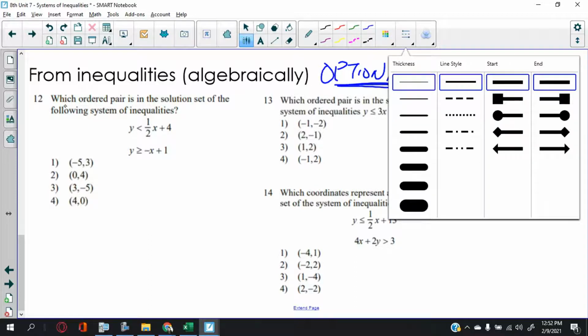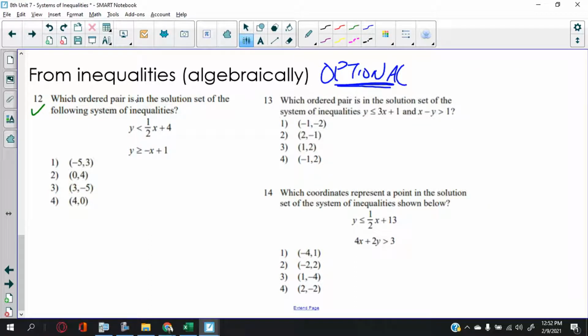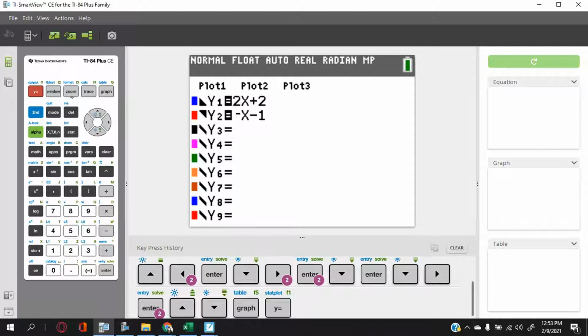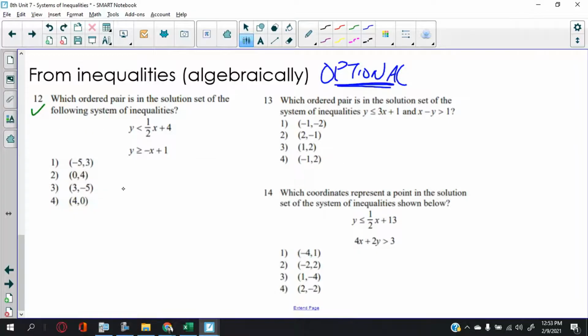Number 12: which ordered pair is in the solution set of the following system? Again, we'll test them all. If you're taking the regions, I think you should really go with the graphing calculator and do that, because testing it by hand takes a very long time. Not only that, it's very hard to eliminate the obvious wrong answers in this method because you really have to put the numbers in to see.